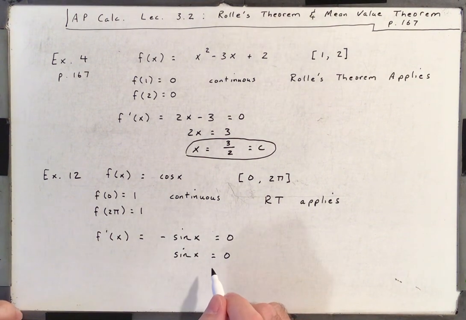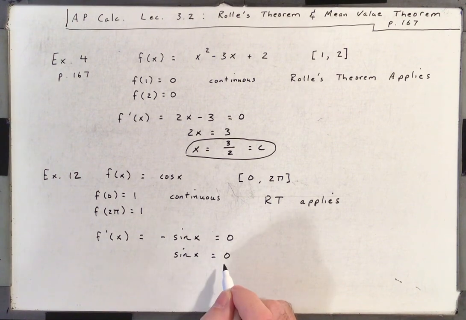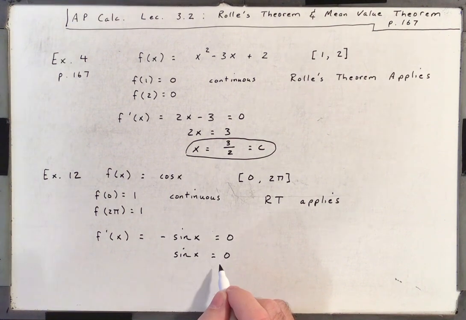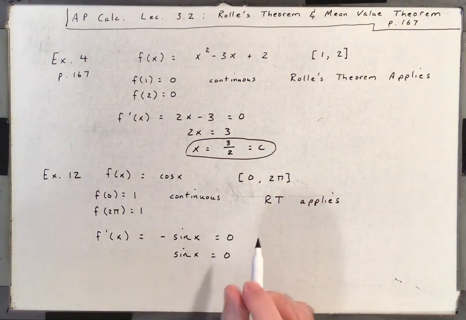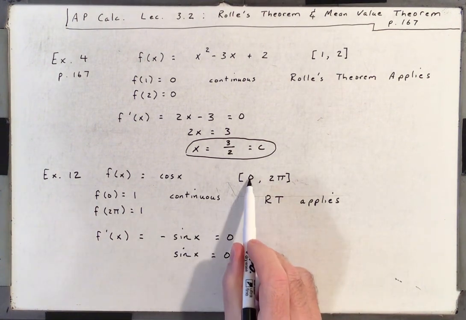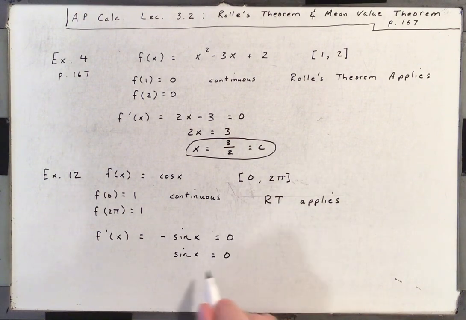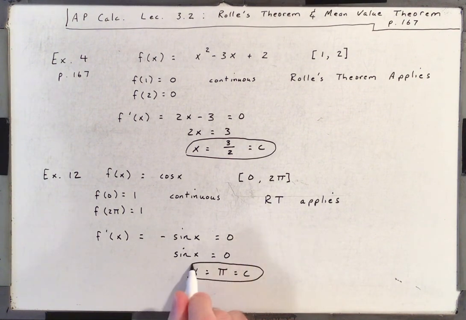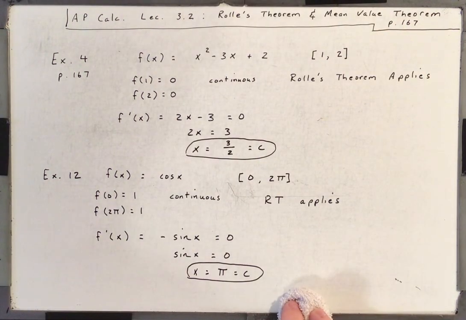All right, and for that one, where is sine equal to 0? So if you look at the unit circle, now we know sine is 0 at 0 and 2 pi. We don't want the endpoints. We want what point in between 0 and 2 pi. And we know that x is equal to pi. So you look at the unit circle, sine is 0 at pi. So at that point pi, we have a horizontal tangent line. Okay, so that's our two examples from Rolle's theorem.